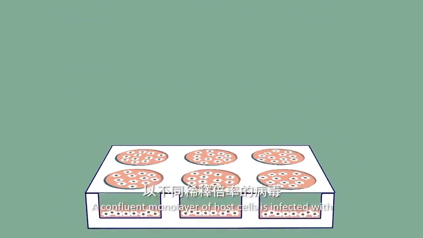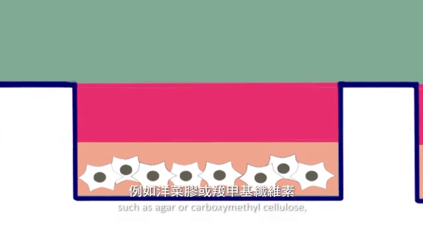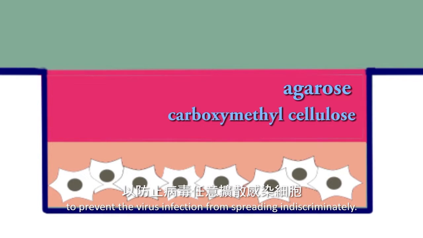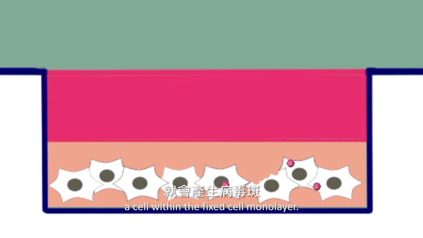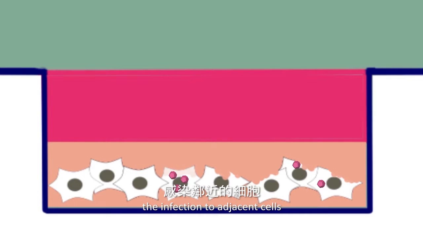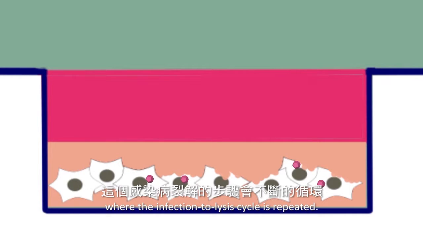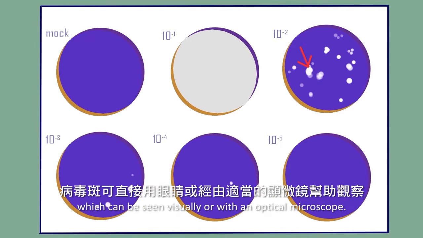A confluent monolayer of host cells is infected with the virus at varying dilutions and covered with a semi-solid medium, such as agar or carboxymethyl cellulose, to prevent the virus infection from spreading indiscriminately. A viral plaque is formed when a virus infects a cell within the fixed cell monolayer. The virus-infected cell will lyse and spread the infection to adjacent cells, where the infection-to-lysis cycle is repeated. The infected cell area will create a plaque, which can be seen visually or with an optical microscope.